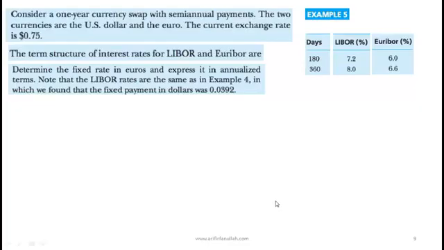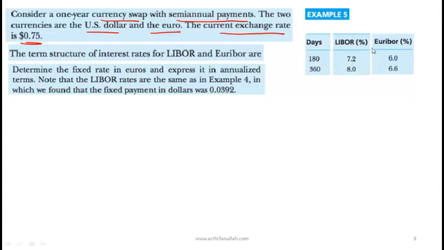Now into the exciting world of pricing and valuation, and I'm going to make you do this. This is simply taking what we just learned, or what we should have learned, and applying it over here. Consider a 1-year currency swap with semi-annual payments. The 2 currencies are US dollar and the euro. The exchange rate is 0.75 at the start of the transaction. The term structure of interest rates for LIBOR and Euribor are given here.